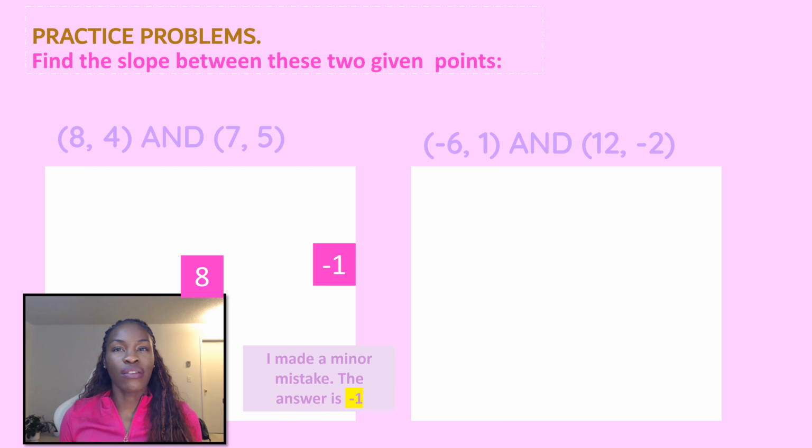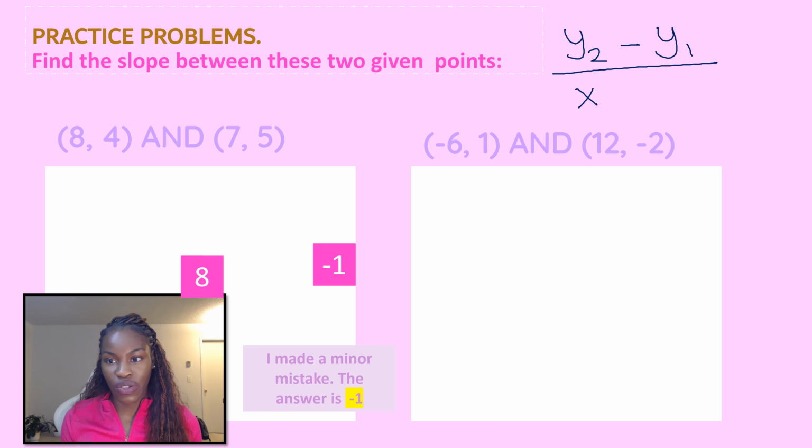So before I even get into dealing with the formula, the first thing I like to do is label my numbers, label your points so that you know where to place these numbers. So let's first write the formula down. Okay, so we have y2 minus y1, and then you have x2 minus x1. Okay, so I like to label my numbers first.